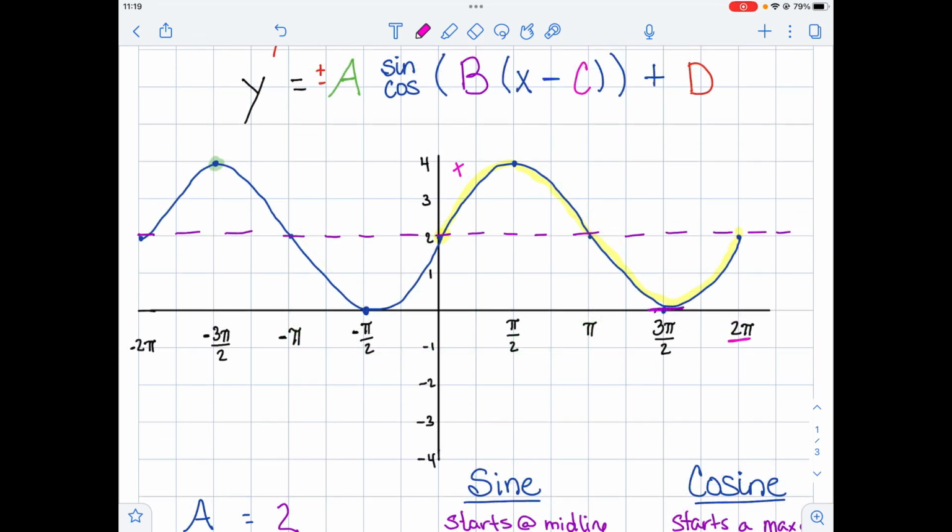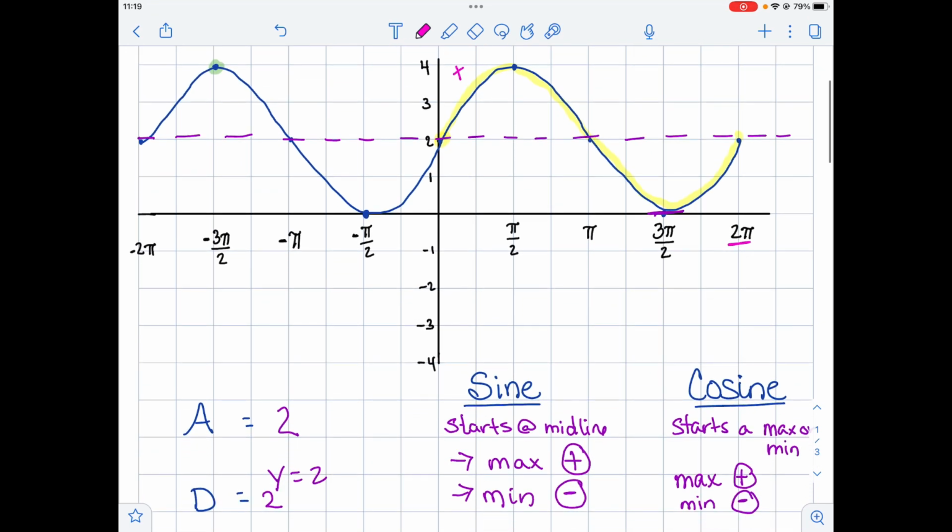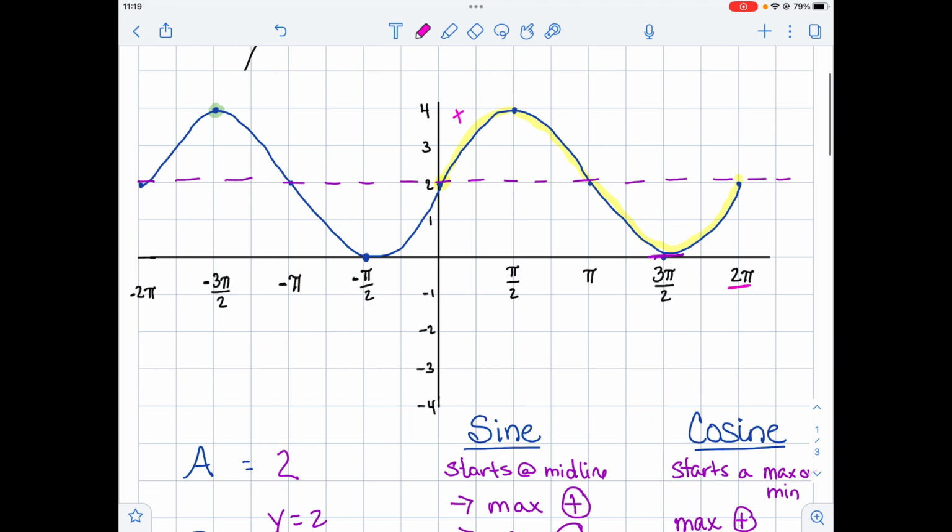So now that we already know our period, we found our B, we have to look to see if there's a phase shift. A phase shift means that it shifts left or right away from where the parent function would be. If we look at this one, we know it's moved up from the parent function, because we can think about the parent function starting here for sine and going up and back down and back up. So we know it's shifted up. Now we have to think, did it shift left or right?